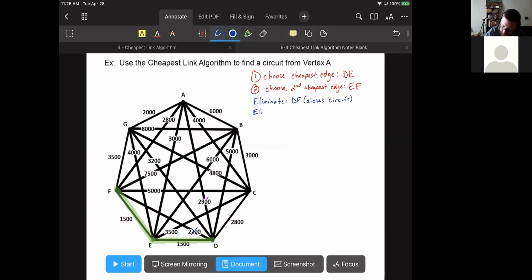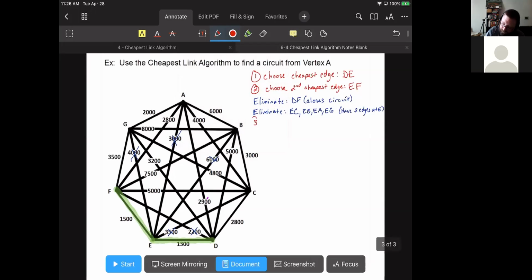And we would eliminate all of the other edges from point E, which would be E to C, E to B, E to A, and E to G. Again, our reasoning there is that we already have two edges that start at E. So we would cross out the 2,200 from D to F, the 3,500 from C to E, the 6,000 from B to E, the 3,000 from A to E, and the 4,000 from G to E.